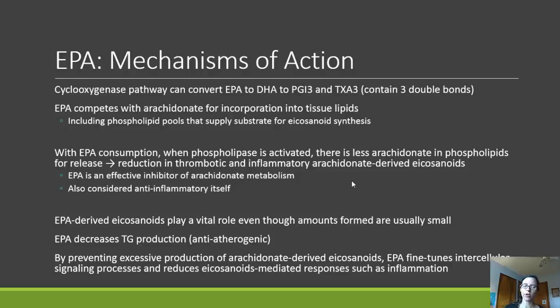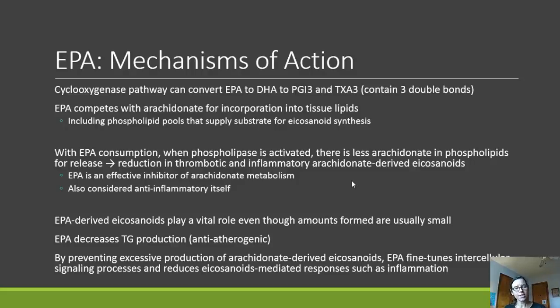Now, EPA works in two ways, you can think of it. Through one mechanism of action, if it's incorporated into the cell membrane, then it's going to inhibit the release of arachidonate and the pro-inflammatory eicosanoids from arachidonate. So that's one way in which it works, by inhibiting arachidonate metabolism.